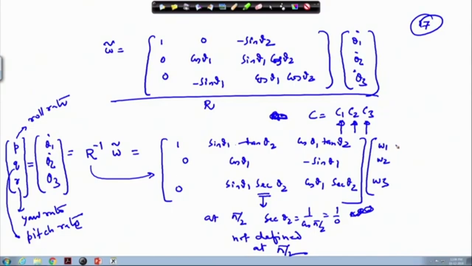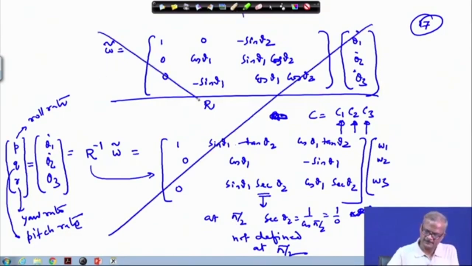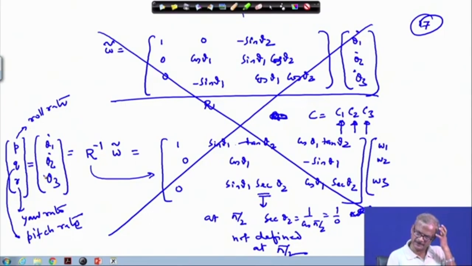We have written the wrong notation here, so we need to correct it. Okay. We will have to cut this out completely, because I have written this notation wrongly here.